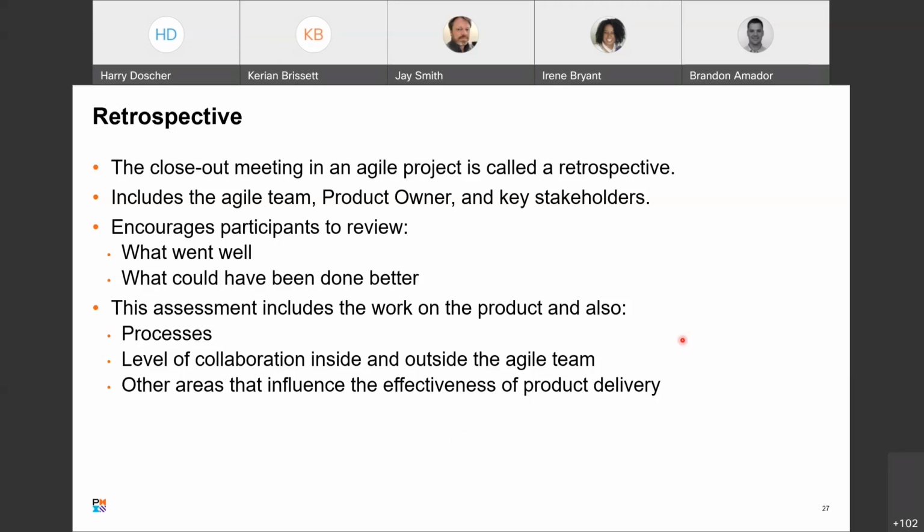In addition to the work on the product, you want to take a look at the processes that were used to produce that deliverable and assess the level of collaboration both inside the project itself and then outside the Agile team. And then any of the other areas that influence the effectiveness of product delivery. And if you had laboratory requirements, things like that, needed better assessment on when the labs would be available, things like that.